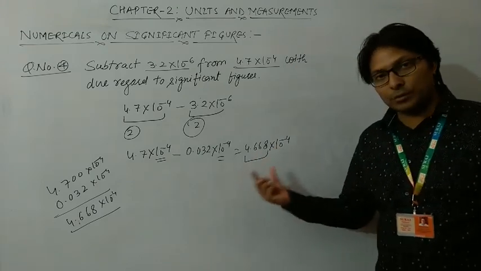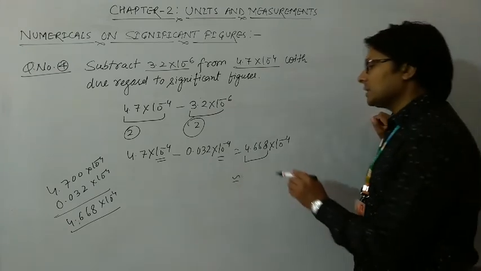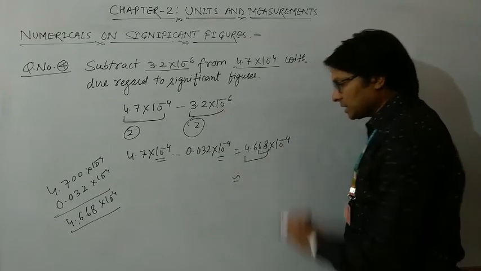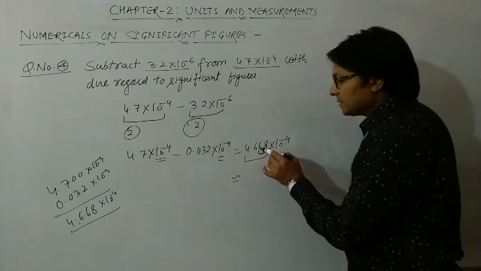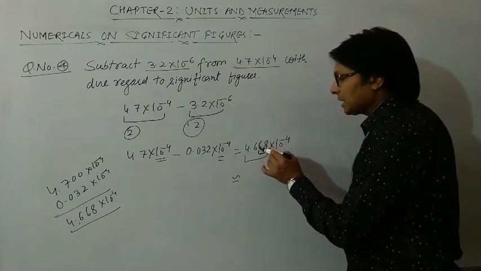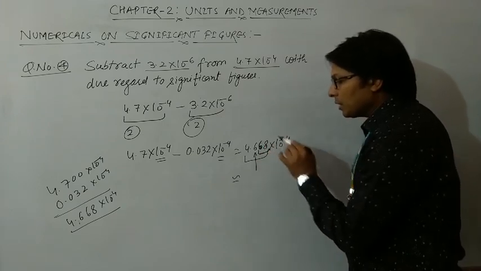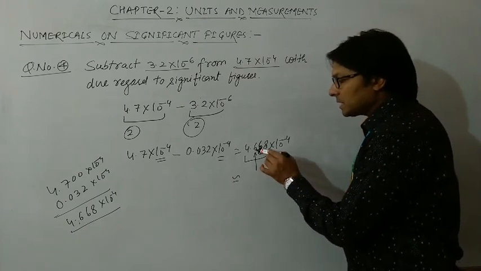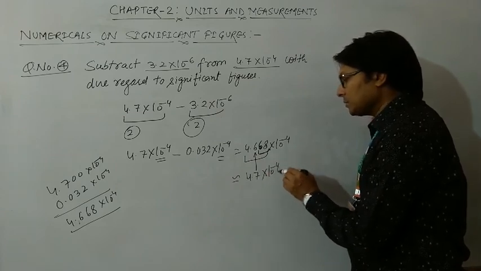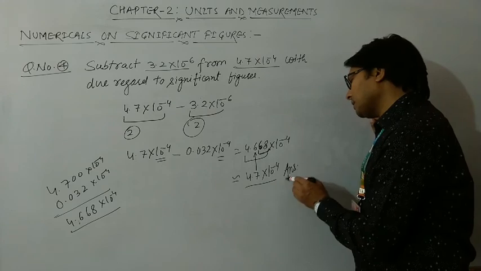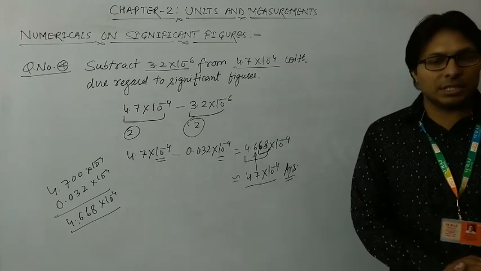Now we have to round off this number up to two significant figures, so definitely we have to drop these two digits. While dropping them, since the first dropped digit is 6, which is greater than 5, the preceding digit 6 will increase by 1, so it will become 4.7 into 10 minus 4. So this will be the answer with due regard to the significant figures.